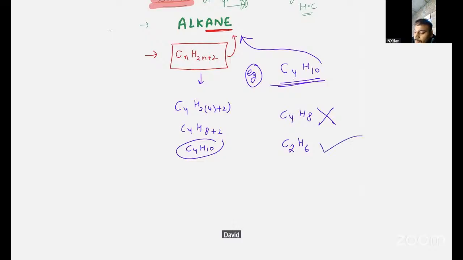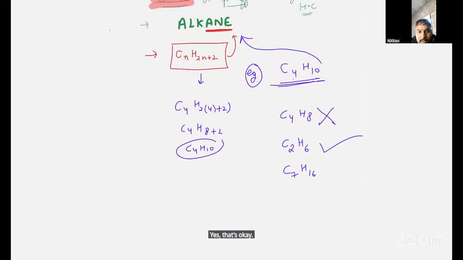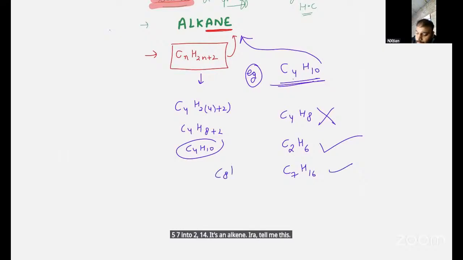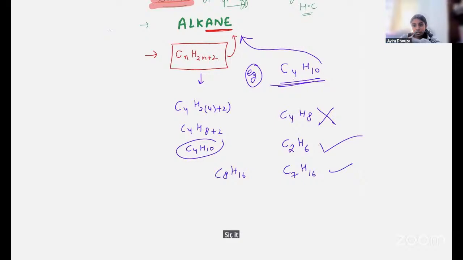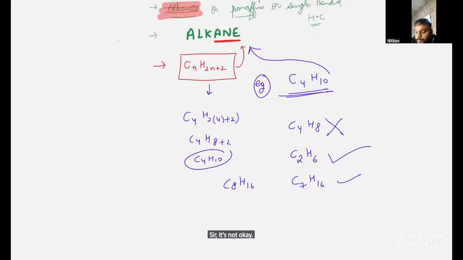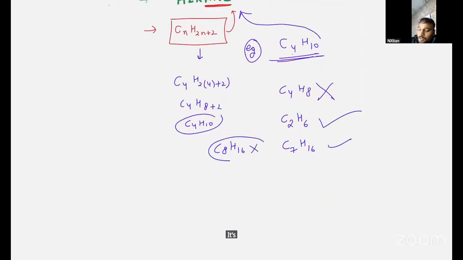David, tell me. Yes, it's an alkane. Why? 7 into 2 is 14, 14 plus 2 is 16. It's an alkane. Ira, tell me this. So it's not an alkane. Why? Because it is only double. So this is how you will get the trick.